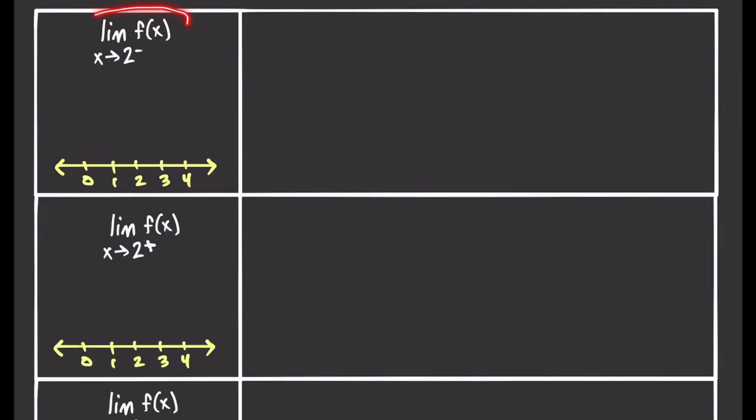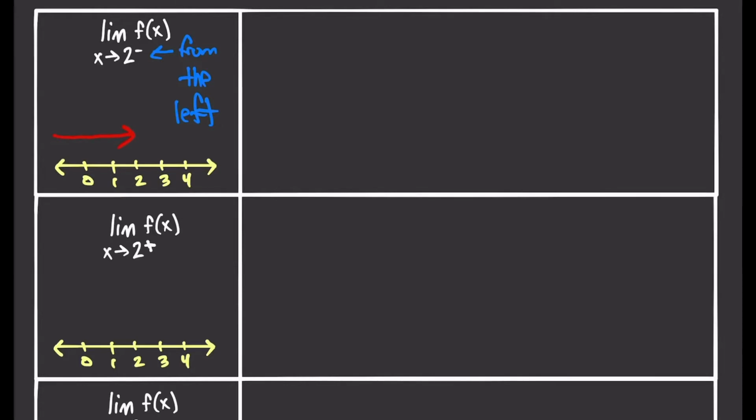The first one right here, the limit of f of x as x approaches 2 minus. Well, we don't really say 2 minus. It's not a negative 2. What that is, is a direction. This right here tells us that we're approaching from the left. So on my number line here, if I want to approach 2 from the left, that means I'm coming from negative infinity, I'm going to approach 2. So it's going to look like that.